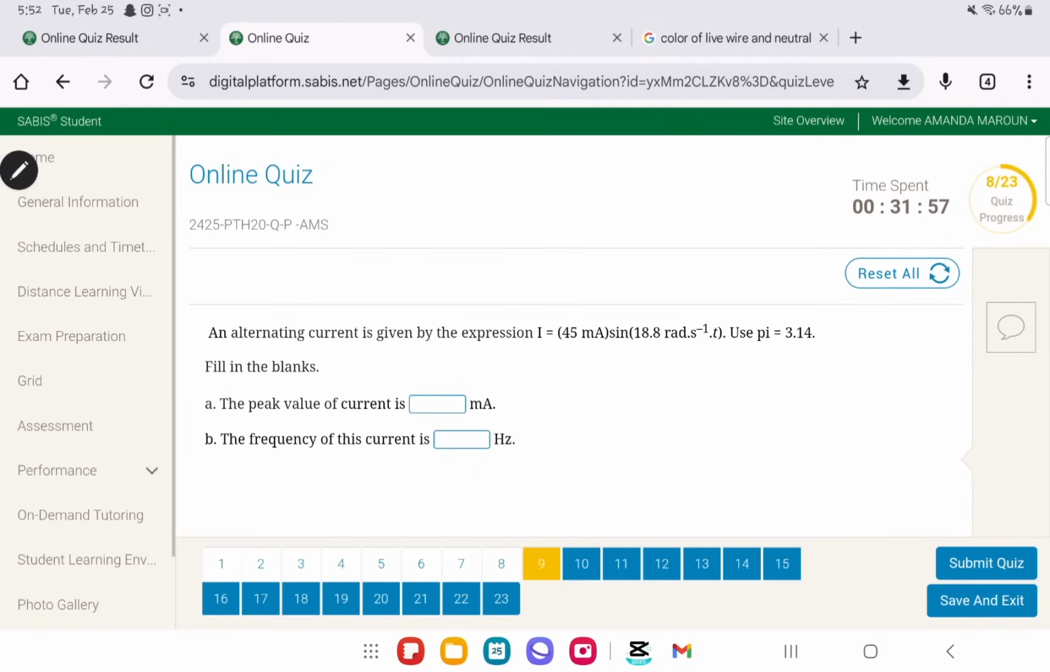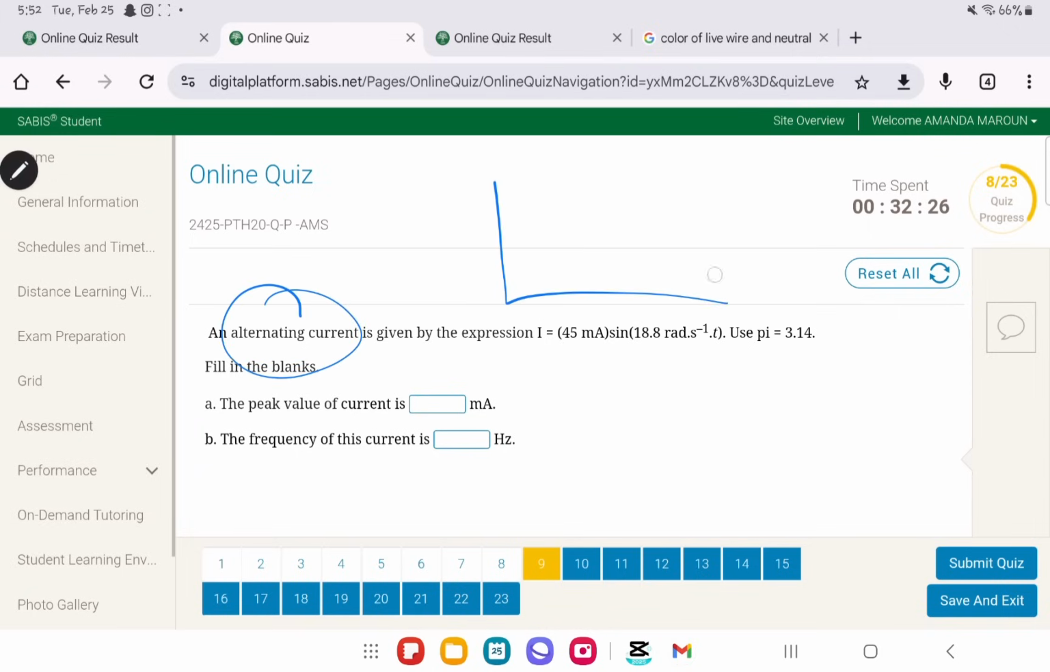We move on to question number 9. Here, this is a question we haven't taken before, and even my teacher was surprised to see something like this. But no worries, she gave me the equation and I will explain to you how to solve this. First of all, an alternating current is given by the expression I is equal to 45 milliamperes times sine 18.8 radians per second, whatever, use pi as 3.14.